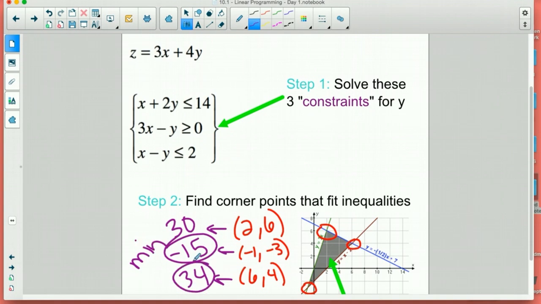The maximum is 34. The 30, we had to find it, but it's not part of the answer, right? The two answers: the minimum is -15, the maximum is 34. That's it, right? We don't even worry about the coordinate points in the final answer. It's just the actual values for the z equation.